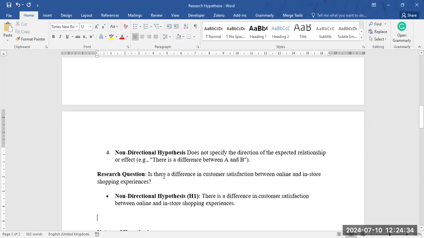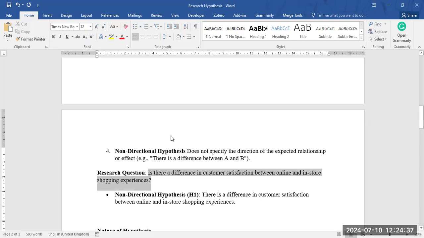See here, is there a difference in customer satisfaction between online and in-store shopping experience? Is there a difference? So then they have a question, is there a difference in customer satisfaction between online and in-store shopping experience? So then they want to test it. Is there any difference in customer satisfaction they are getting from the online shopping experience or in-store shopping experience?